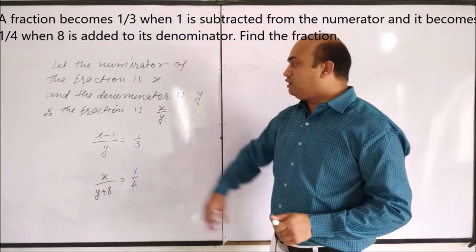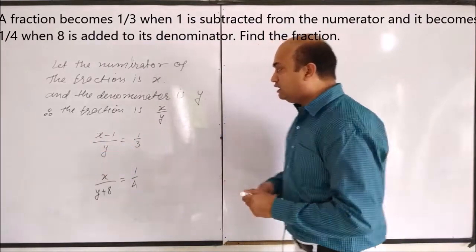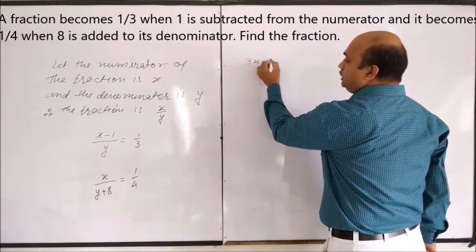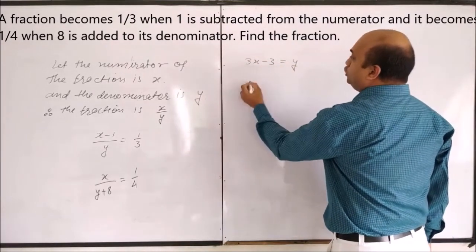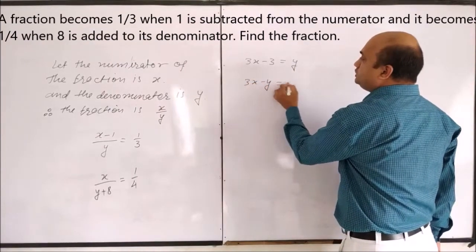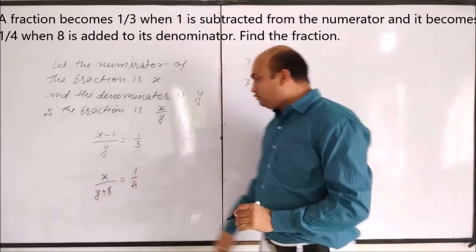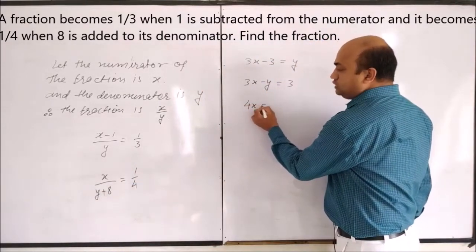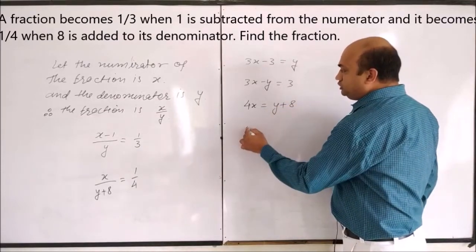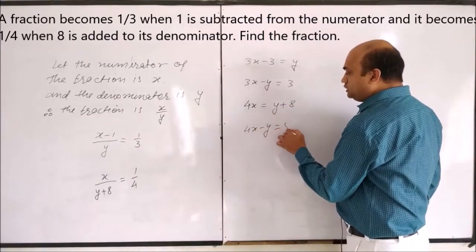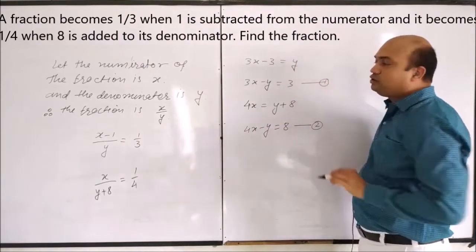You see, from here, we will get the first equation. This 3 we cross multiply here and Y here. So it will be 3X minus 3 is equal to Y, or 3X minus Y is equal to 3. Here 4 we multiply here and this here, it will become 4X is equal to Y plus 8, then 4X minus Y is equal to 8. This is equation 2 and this will be equation 1.